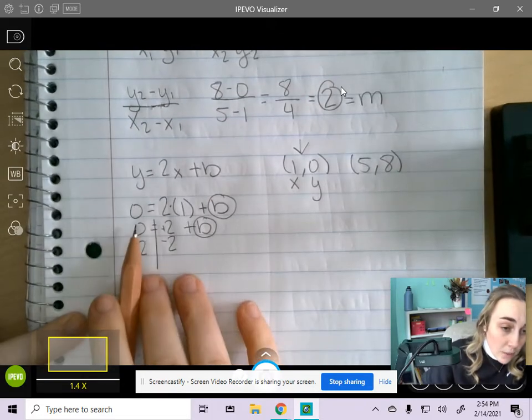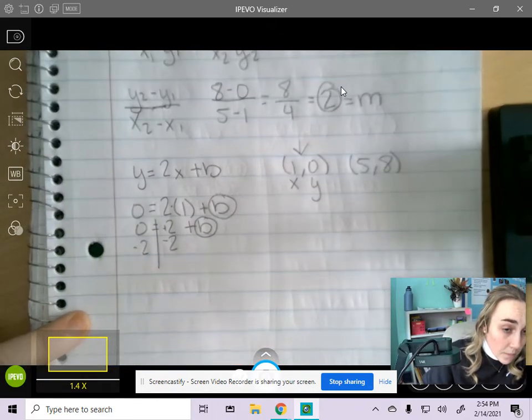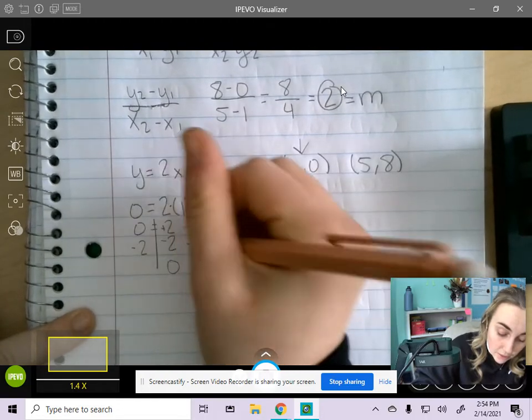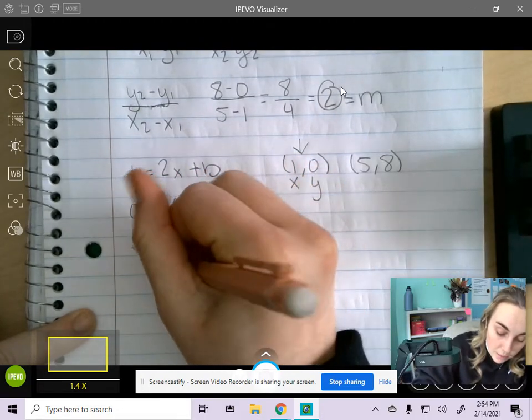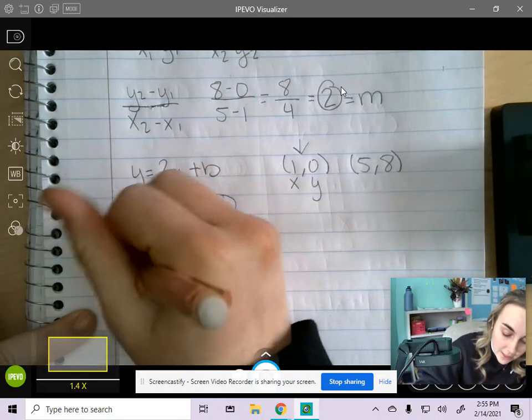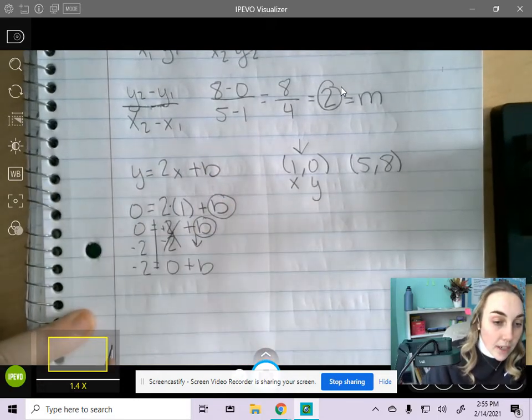Okay, so we need to subtract 2 from 0 as well. So 2 minus 2 is going to give us, well, 0. Again, kind of cancels out. We can bring down this plus b. And then 0 minus 2 will give us a negative 2. That's what we have now.